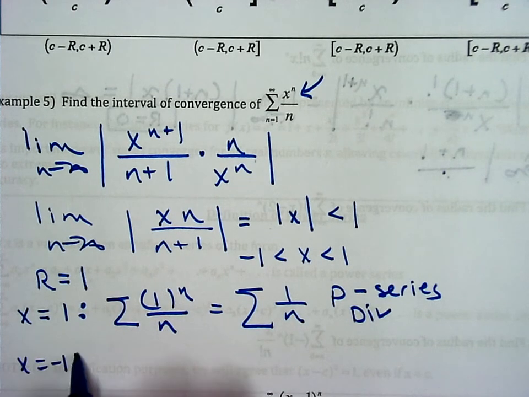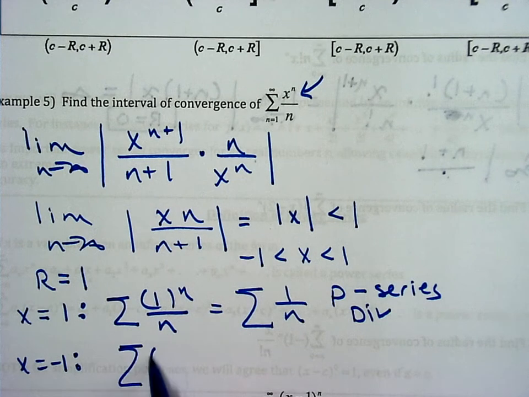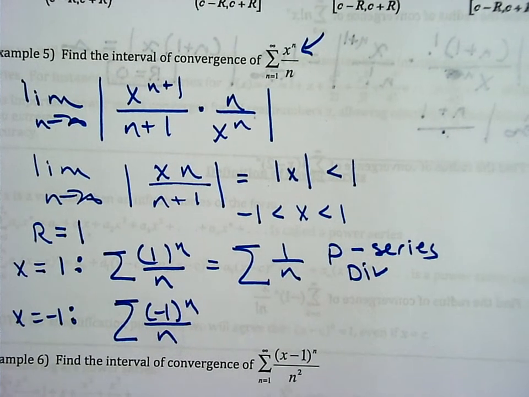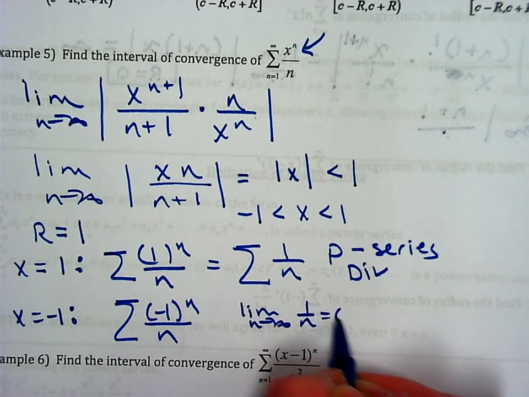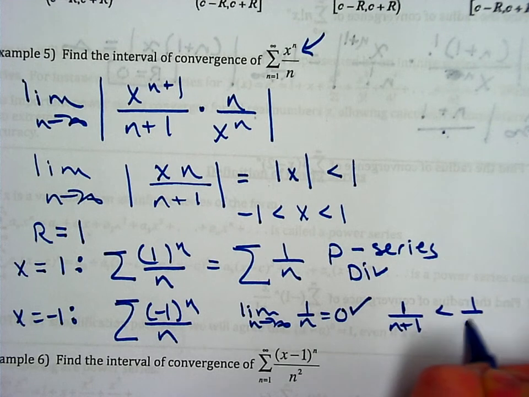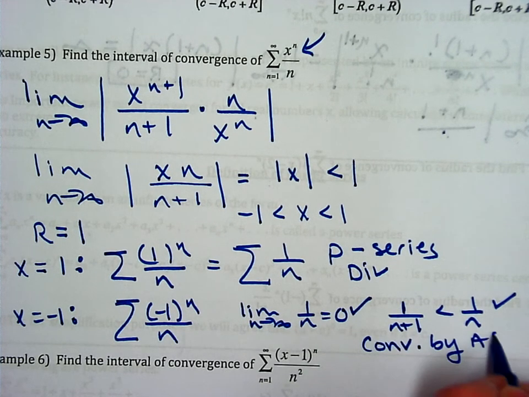I'm going to do the same thing with negative 1. So I'm going to take that negative 1 for x, plug it back into the original, and end up with this series. I notice that is an alternating series, so let's check. Is the limit of the general term equal to 0? Yes. Is the n plus first term less than the n term? Yes. So at x equals negative 1, it converges by the alternating series test.